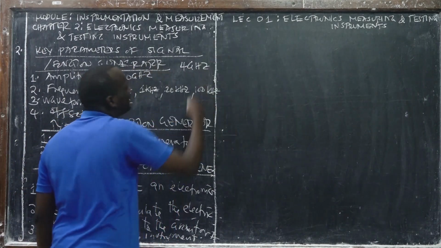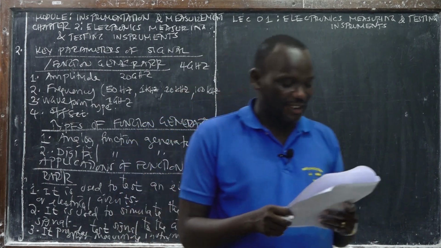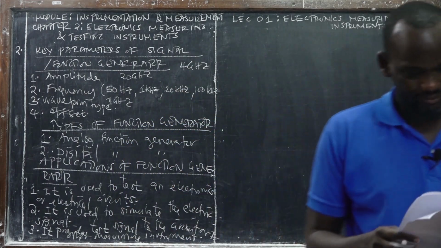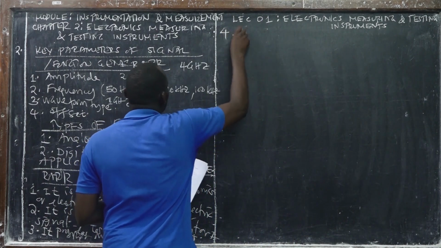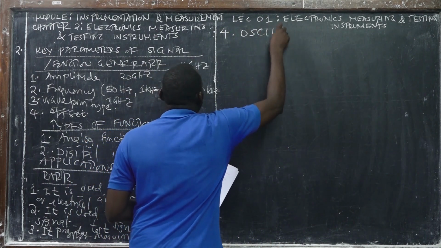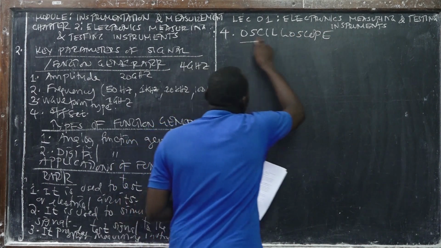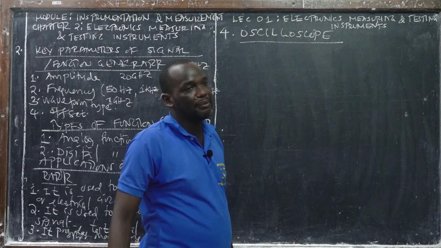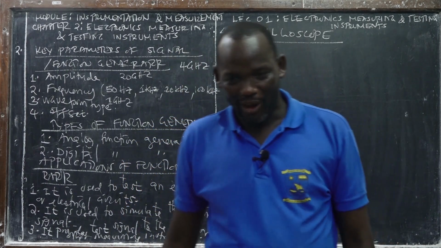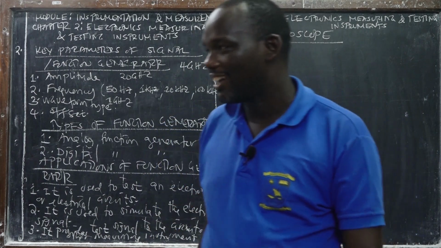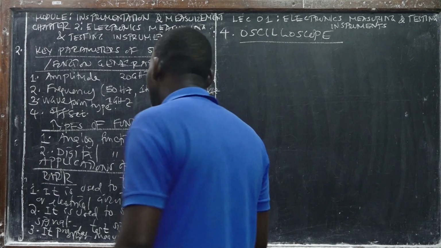Okay, so let us discuss the last measuring instrument, called the oscilloscope, and then we end the class. Number 4. It means that in lecture 2, we'll discuss those electrical measuring instruments: LCR meter, clamp meter, and the megohmmeter.